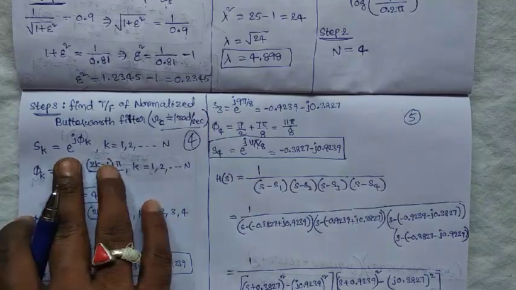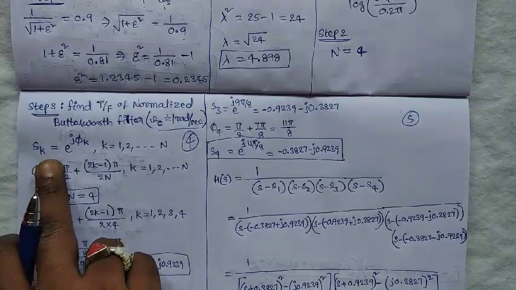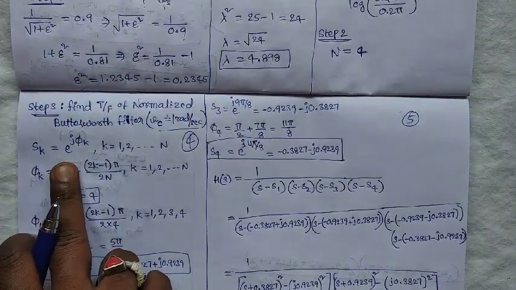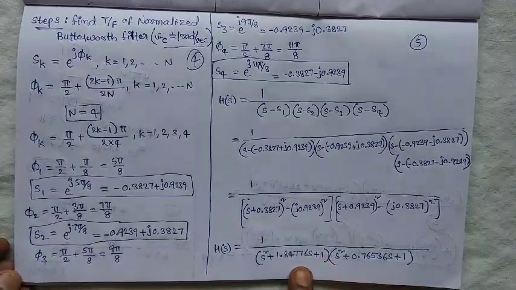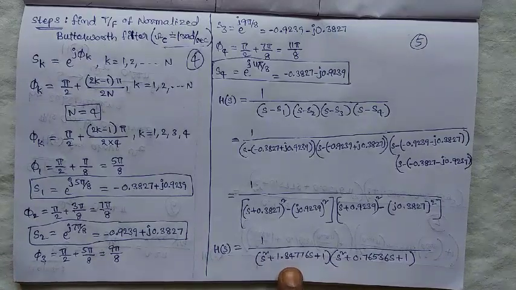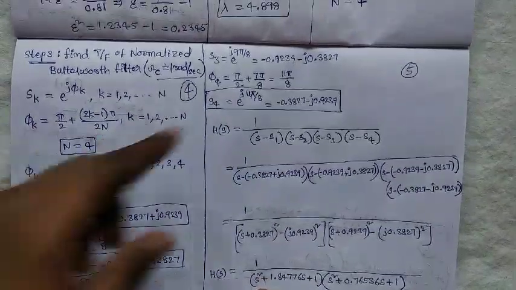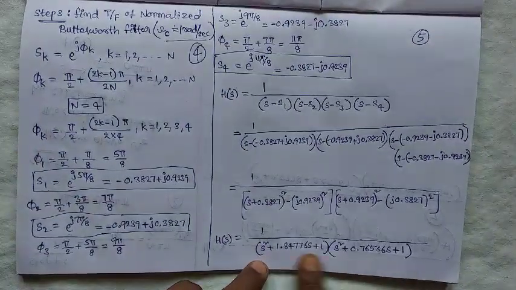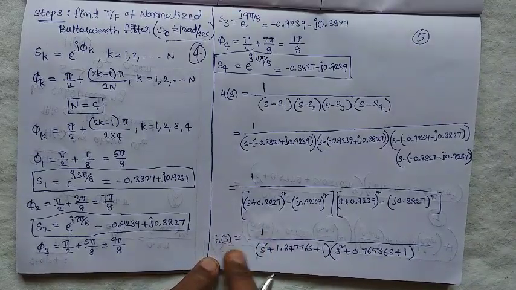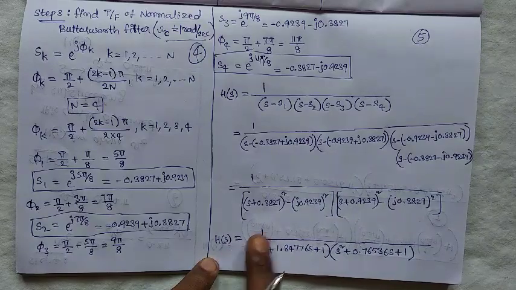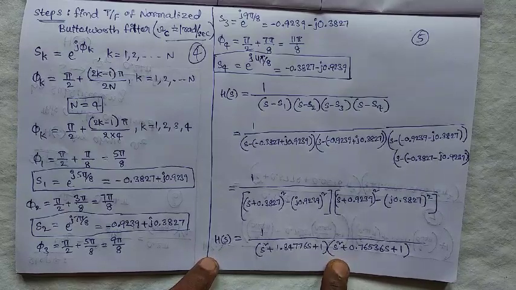poles. First we are calculating the poles. How can we calculate the poles? By using this formula. First we are calculating the poles to determine H of s. Observe this one, this is H of s. I am already showing the denominator polynomial of H of s for capital N equal to 4. H of s, the transfer function of the normalized Butterworth filter, is 1 by this one, from the table I am writing.